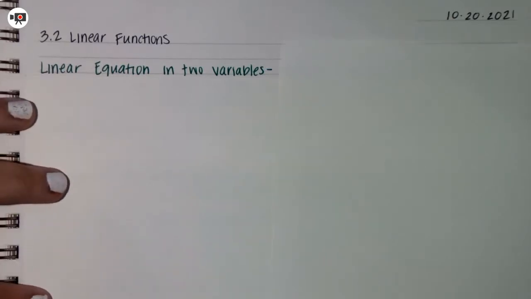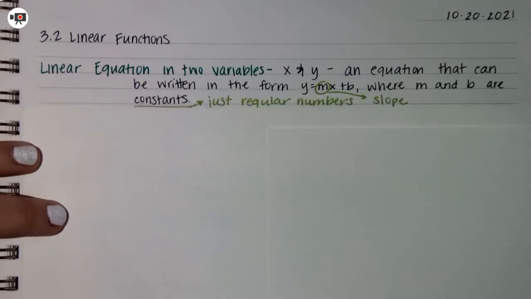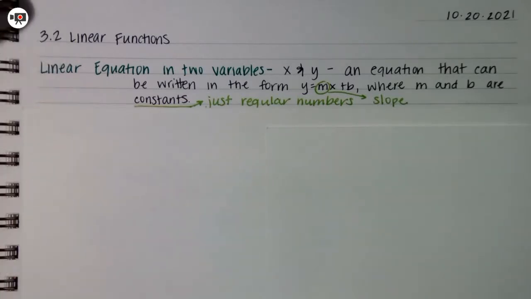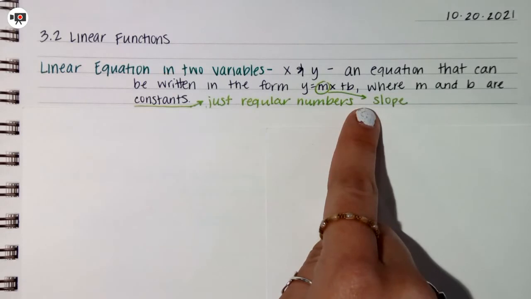So a linear equation in two variables is where you have x and y, and it's an equation that can be written in the form y equals mx plus b, where m and b are constants. And remember, constants mean it is just regular numbers, and m is slope.